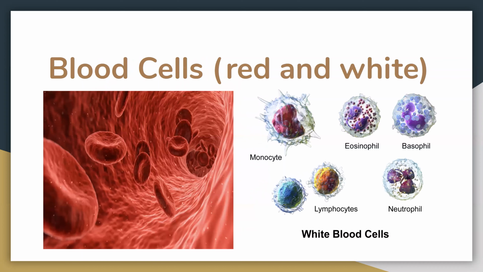Now let's talk a little bit about the different blood cells. You have both red and white blood cells. So here you have the monocyte, which is a red blood cell, eosinophil, basophil, and then you also have lymphocytes and neutrophil, which are part of your white blood cells.